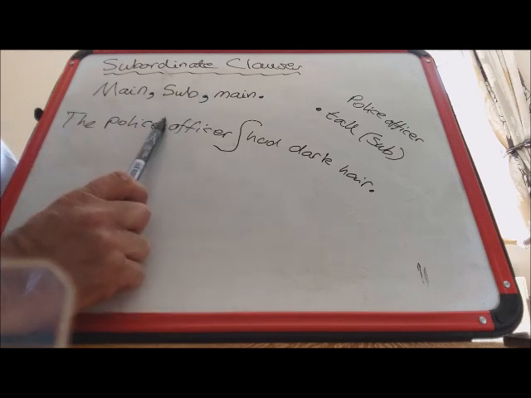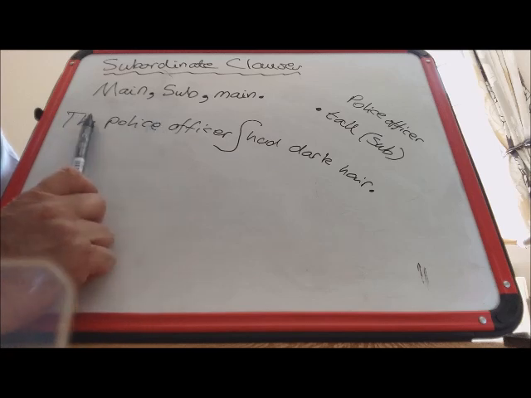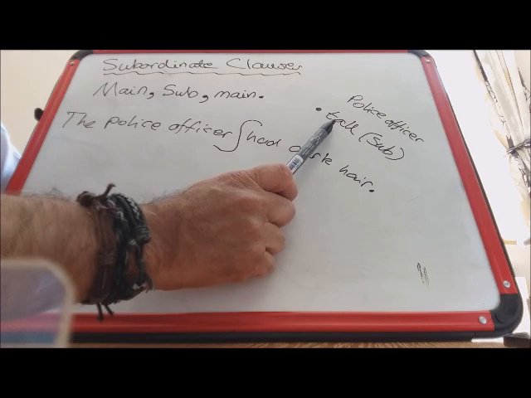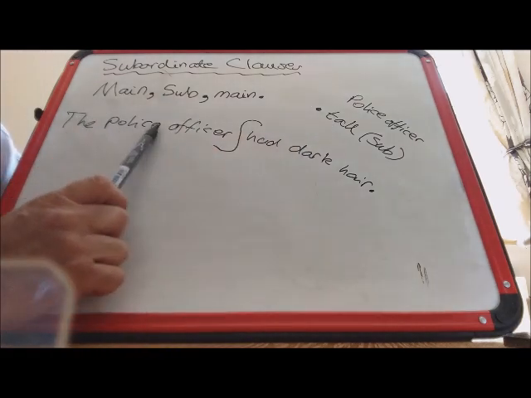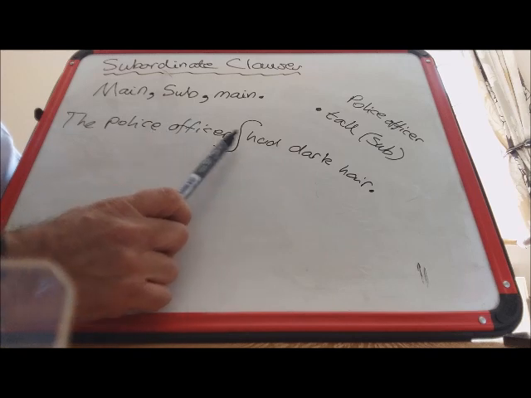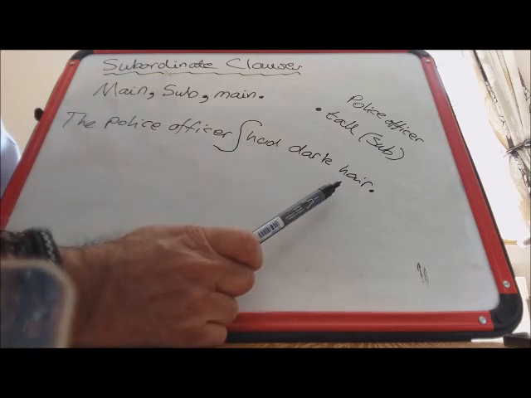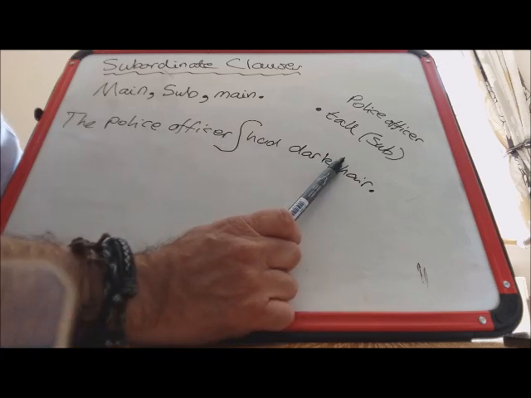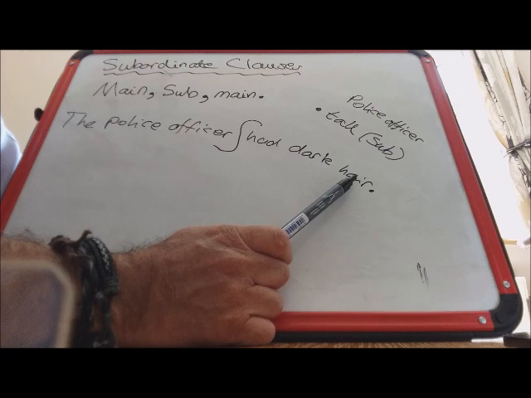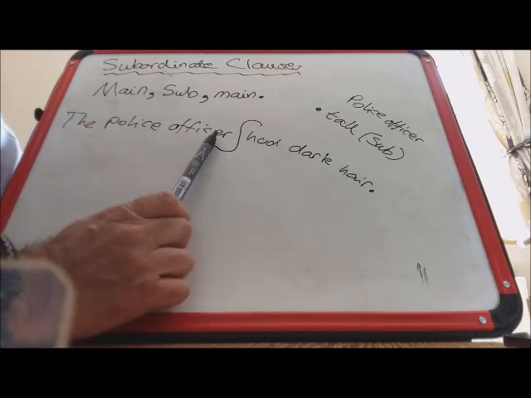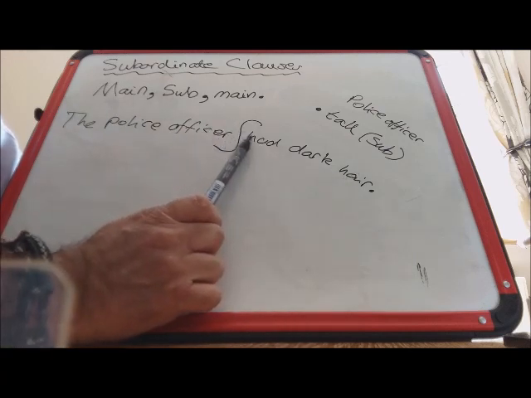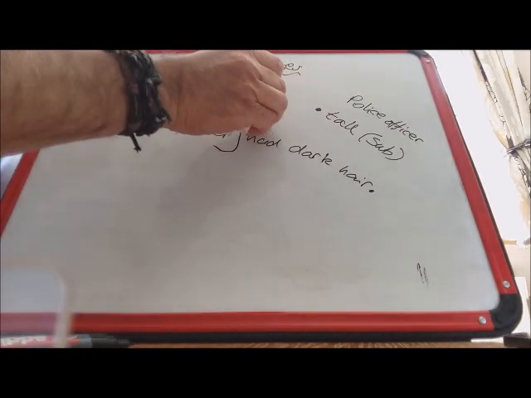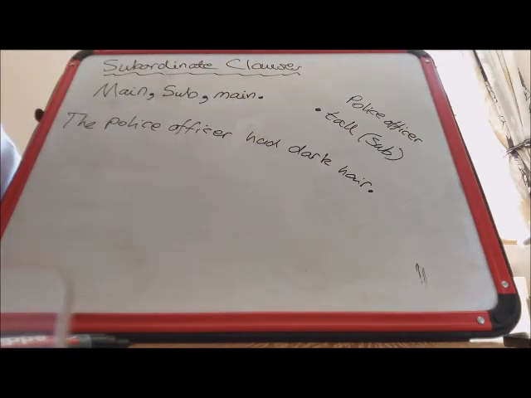Let's say here, if we put it here. So if we say the police, and then we say who was tall. So the police who was tall, officer had dark hair. Does that make sense? Of course it doesn't. What about the police officer had dark, who was tall, hair? That doesn't make sense either. The police officer who was tall had dark hair. Aha, that's it. That does make sense. So we can take our little placeholder out.